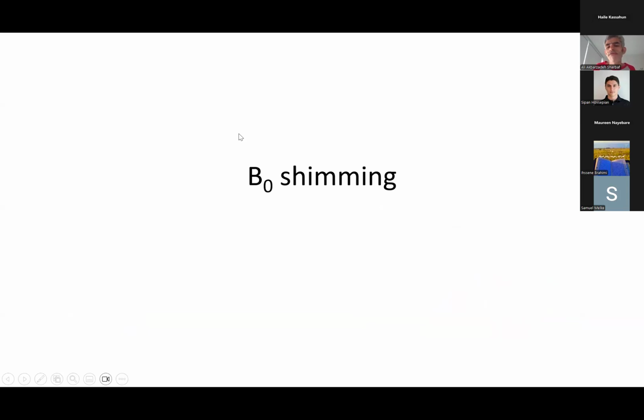So far, I have reviewed the principles of RF coils quickly, and I just want to go through B0 shimming because the project that I'm currently working on is for B0 shimming. We don't have that much time.